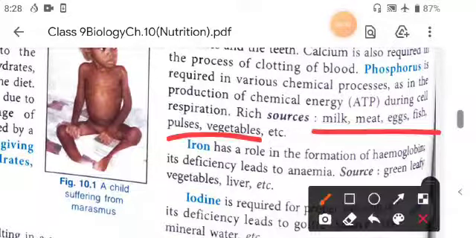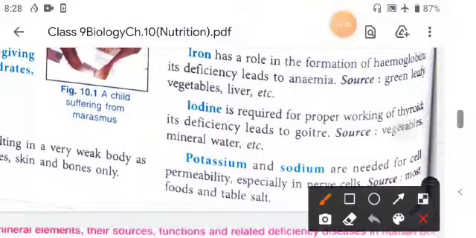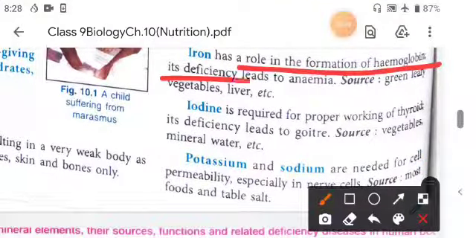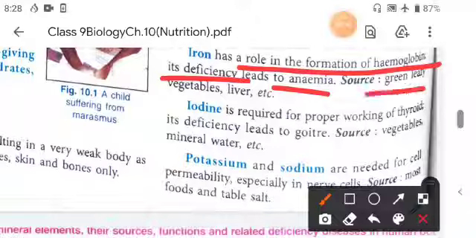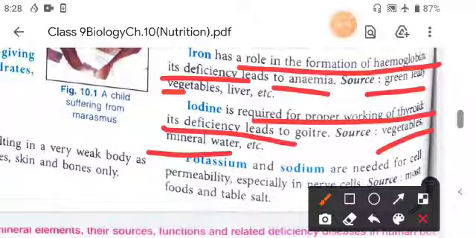Now, the role of iron. Iron has a role in the formation of hemoglobin. That means in the absence of iron in the body, anemia will be there. Sources of iron are green vegetables, liver, etc. Iodine is required for the proper working of the thyroid. Deficiency leads to goiter. Sources of iodine are vegetables, minerals, water.